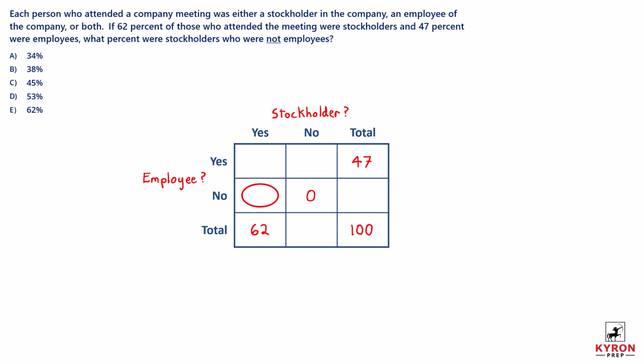Remember, anytime you have 2 out of 3 elements in a row or column, you can find the third element. So let's start with this column. It's saying that 47 plus blank is 100, so blank must be 100 minus 47, which is 53. This gives us enough information to solve this row. This row is saying oval plus 0 is 53, which implies that oval is also 53. And there you have it. The answer is D, 53.